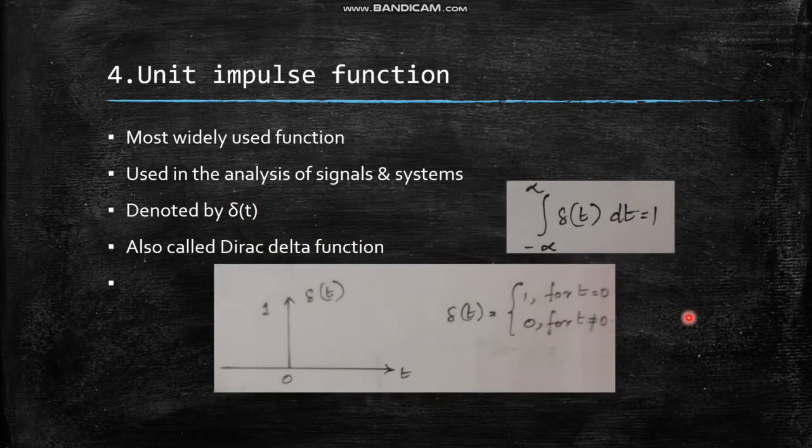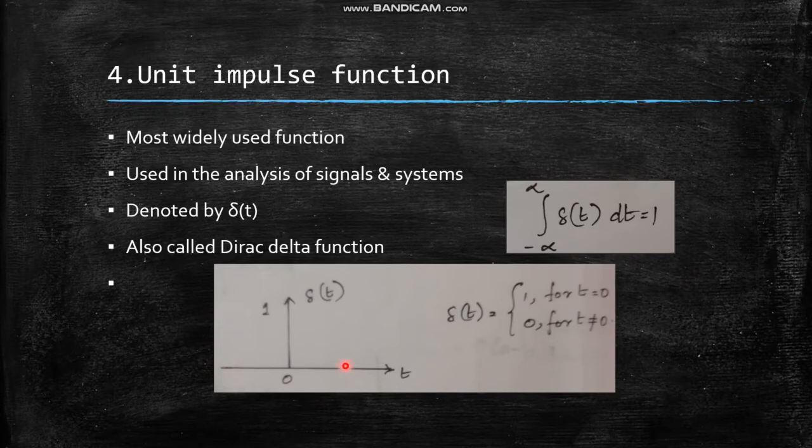The fourth one is the unit impulse function. It is the most widely used function. It is used in the analysis of signals and systems, denoted by delta of t. This function is also known as the Dirac delta function, and it plays an important role in signal analysis. It is defined as the integral from minus infinity to infinity of delta of t dt equal to 1.